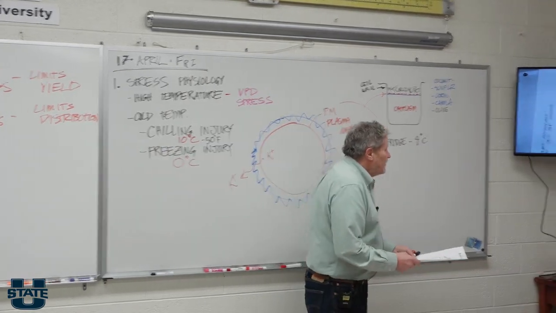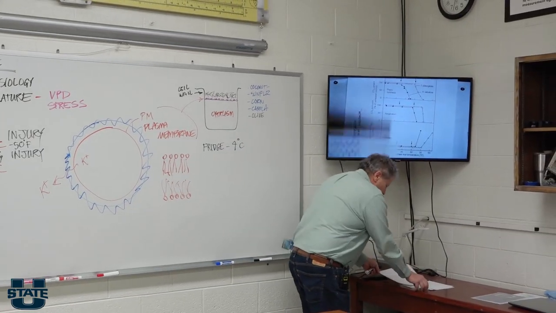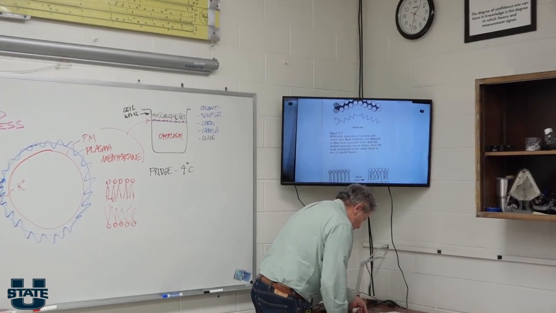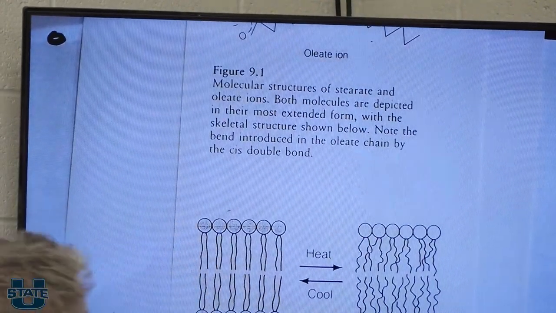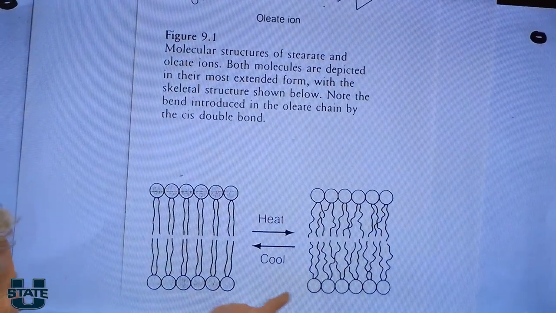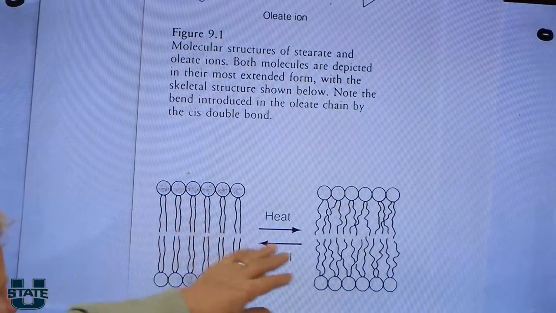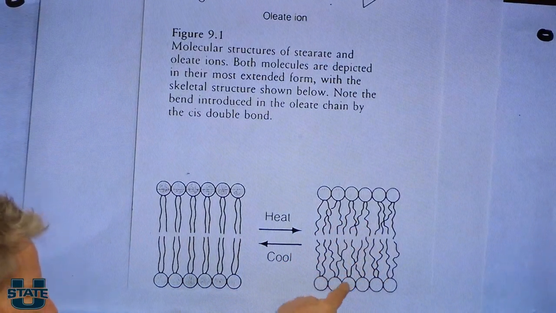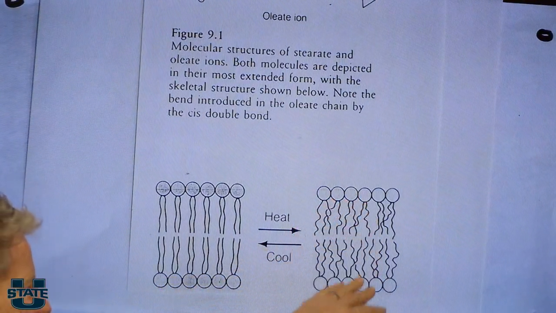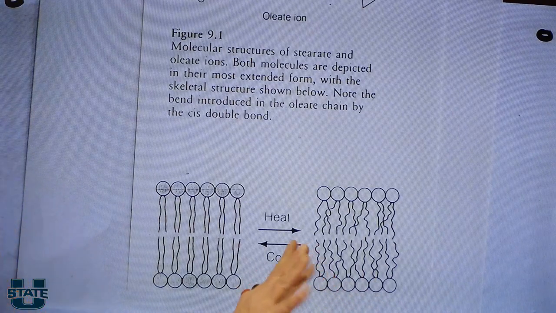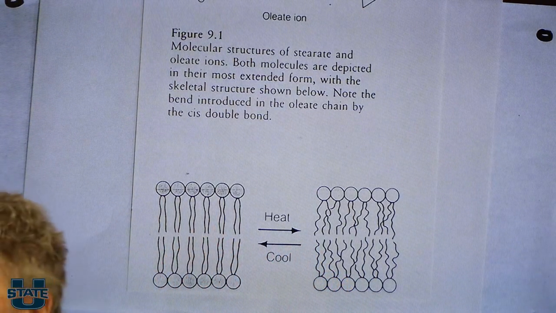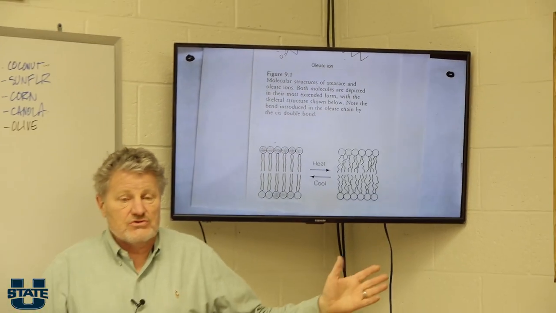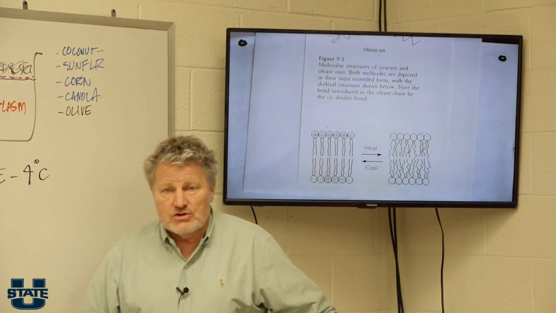This is a diagram out of a plant physiology textbook showing cool and rigid and warm, and this looks bad, but this means it's a fluid membrane when they're doing this. So that's chilling injury, and plants recover from it. It never kills the plant, it just injures it.